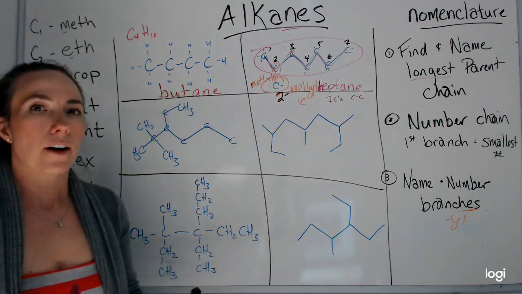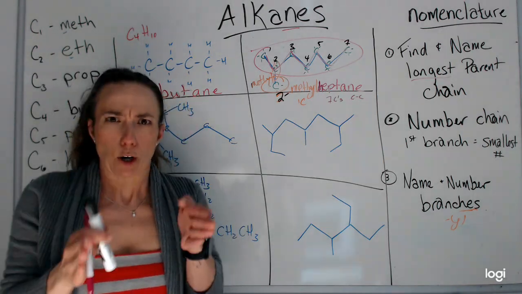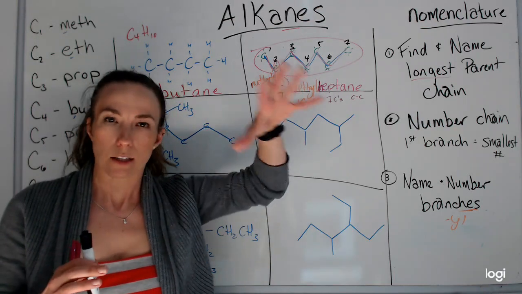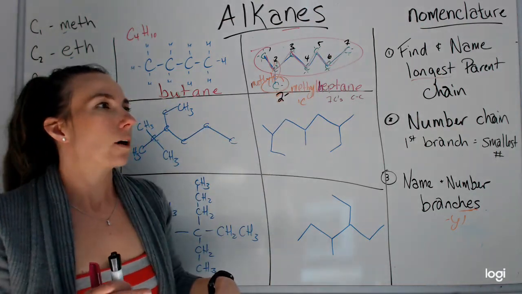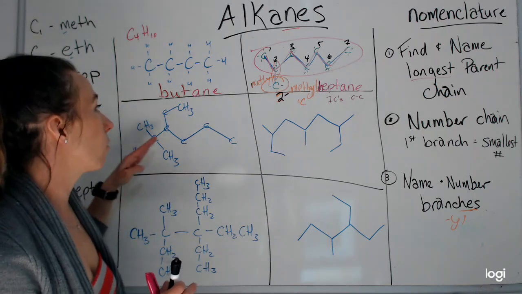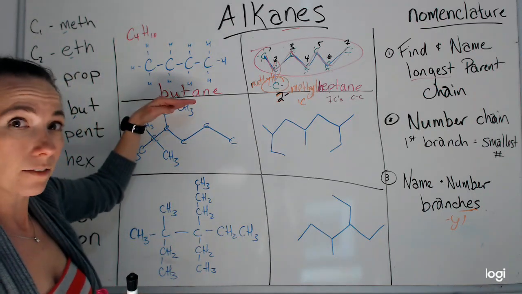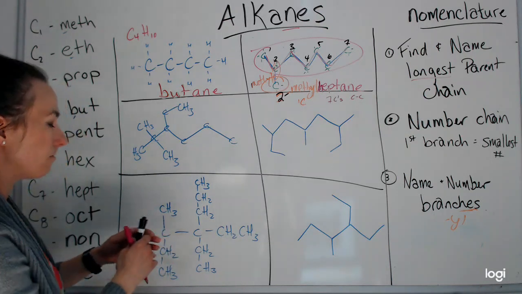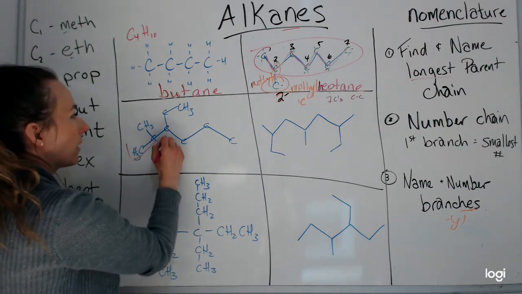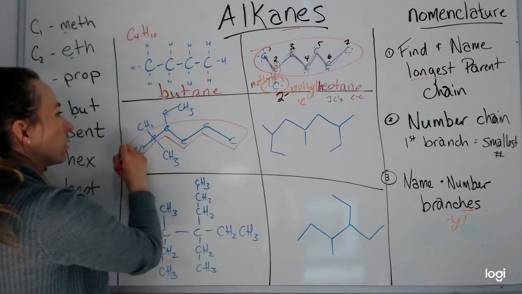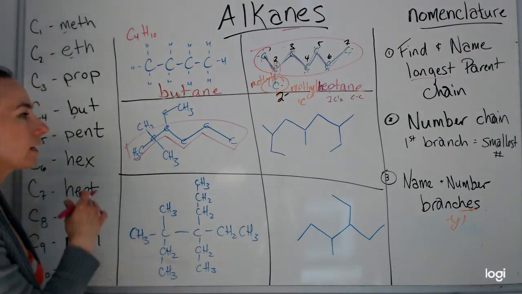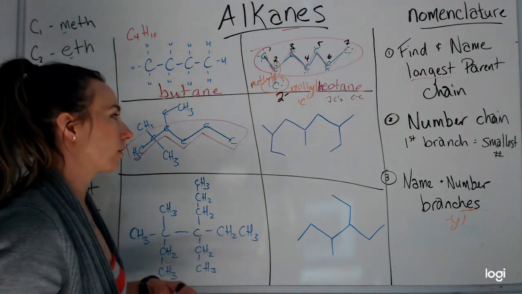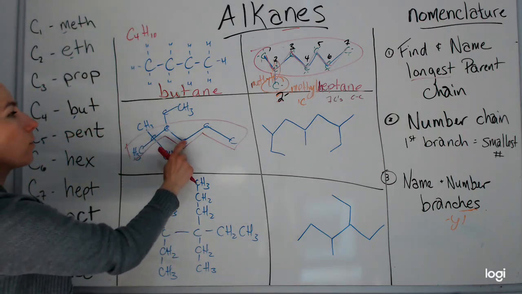Because no trunk of a tree is perfectly straight, they kind of bend too. It's just about the thickest part being the trunk. And it's the same idea here, how the longest chain could bend if I wanted it to, or it could go straight if I wanted it to. Okay, so I'm going to write, this is my longest parent chain here. That's my chain. That's the trunk of the tree. Okay, 1, 2, 3, 4, 5, 6 carbons.